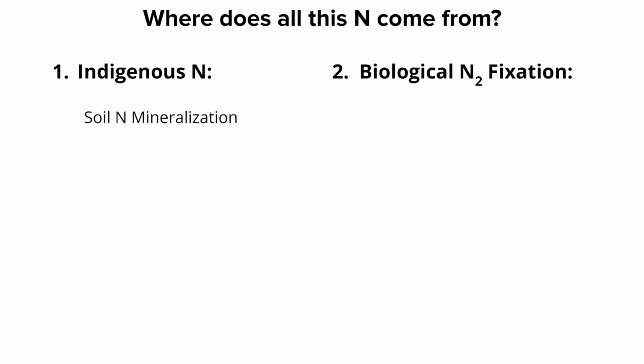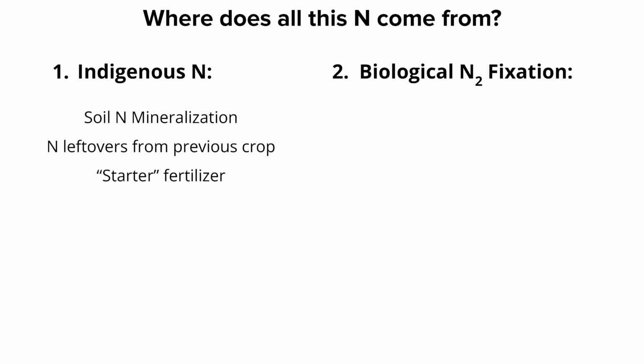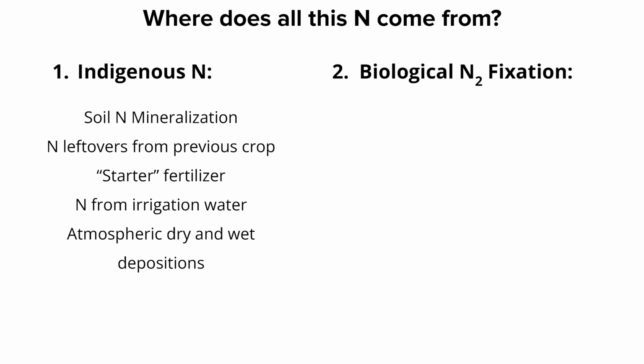However, there are other subsources, like nitrogen left over from previous crops, and some nitrogen from the starter fertilizer in some cases. In cases of irrigated fields, you may have some input of nitrogen from the irrigation water, or there could be shallow water tables providing some of that nitrogen as well. And we also have some atmospheric dry and wet depositions that could contribute some of that nitrogen.